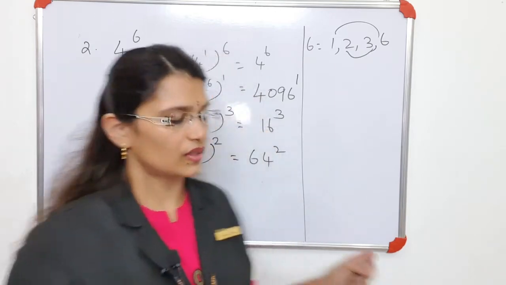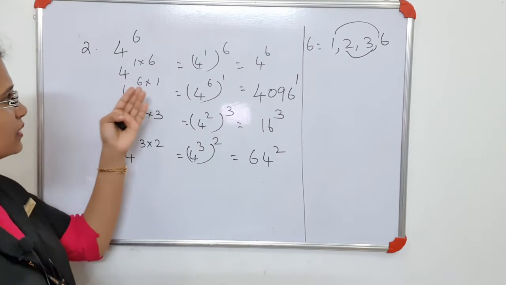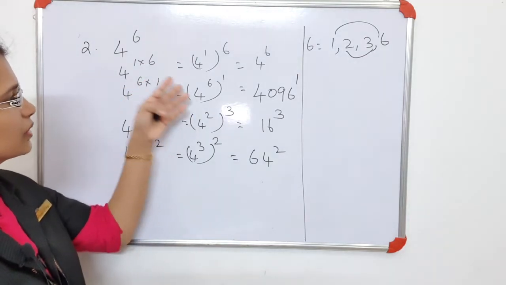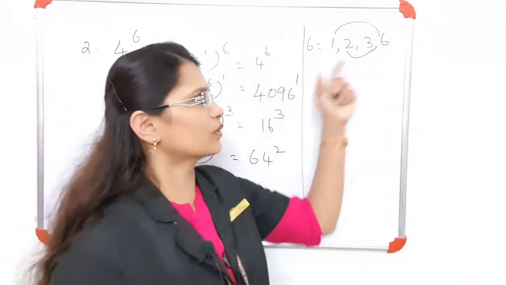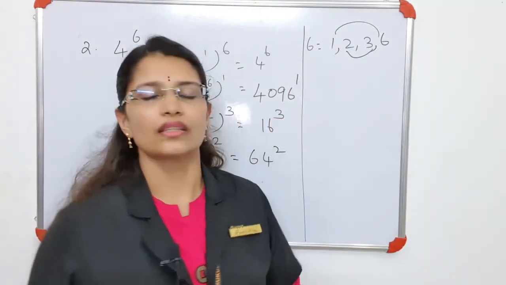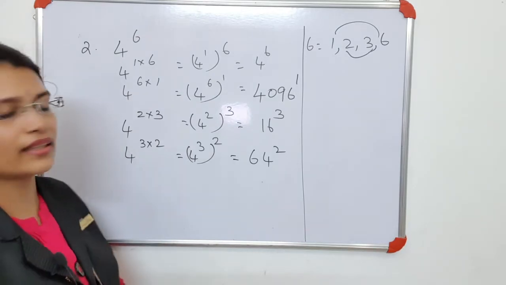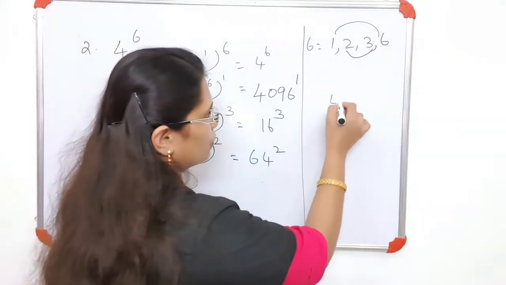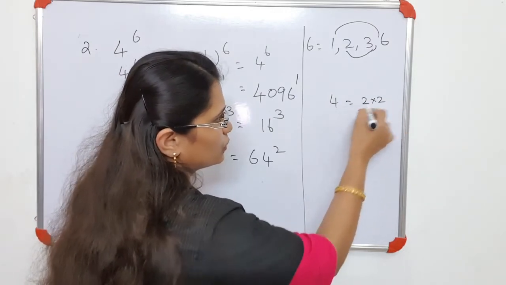Okay. And these two are compulsory. These two are not compulsory. 1 and 6 are not compulsory, but in between you must write. And then here 4 itself we can make factors, right? What are the factors of 4? 1, 4 and 2, 2. 2 into 2 is equal to 4.